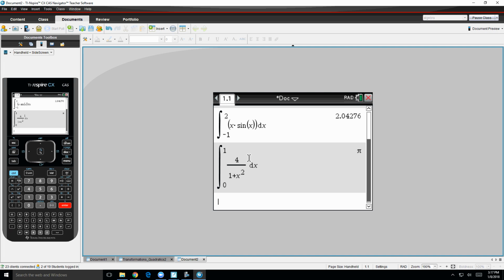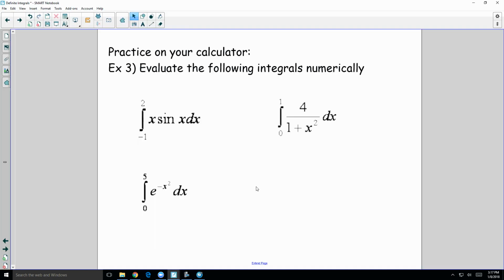Wow, that's weird. Not really. If you think about the form of that, I believe it's one of the inverse trig functions, which we can explore a little bit more during class. So that's practice on the calculator. You can try the third one there.